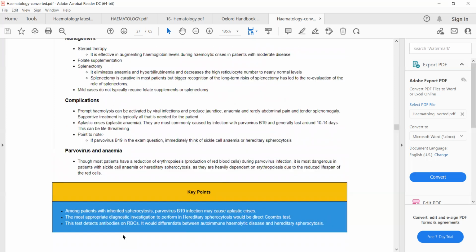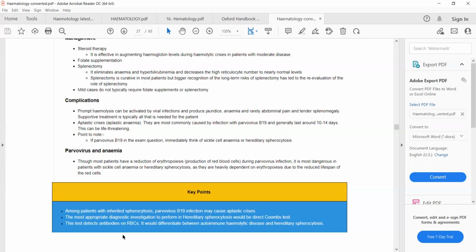Wait, what did you say? Hemolytic anemia with a low reticulocyte count, low or no reticulocytes. It means there is a problem in the bone marrow. The bone marrow is suppressed due to an infection due to parvovirus B19. So your diagnosis will be aplastic crisis due to B19 virus.